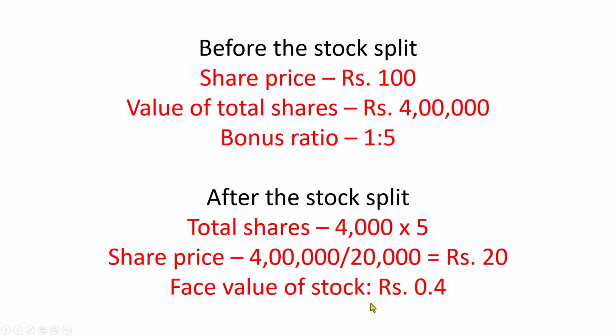Meaning, the 2 rupees face value becomes 2 divided by 5, which is 0.4 rupees. Okay. This is the difference between bonus shares and stock split. In bonus shares, the face value of the share or the stock doesn't get affected, whereas in a stock split, the face value of the stock or share reduces in the same ratio.